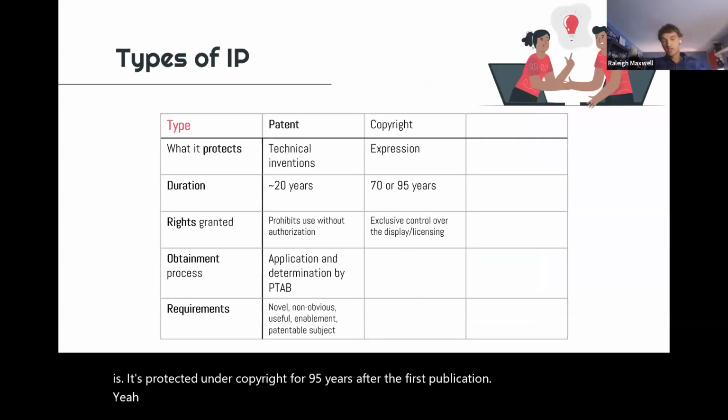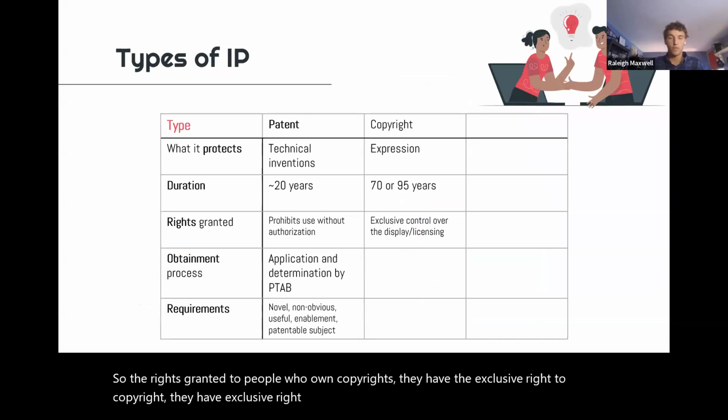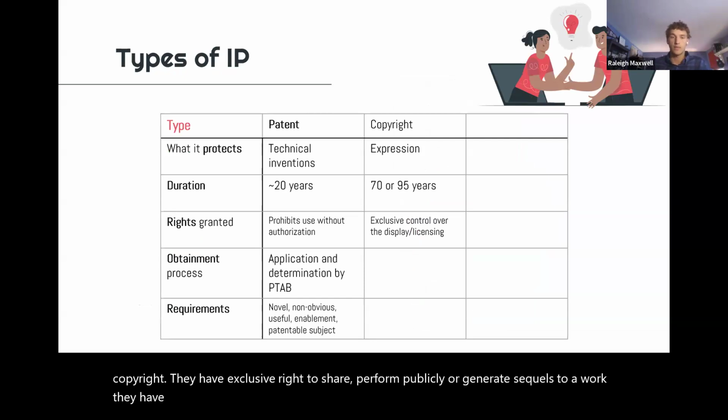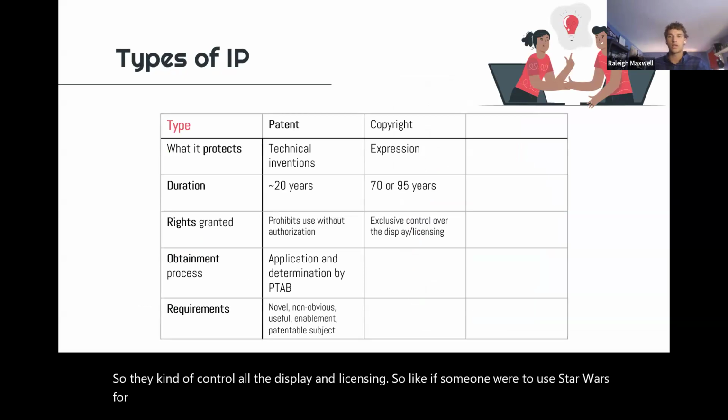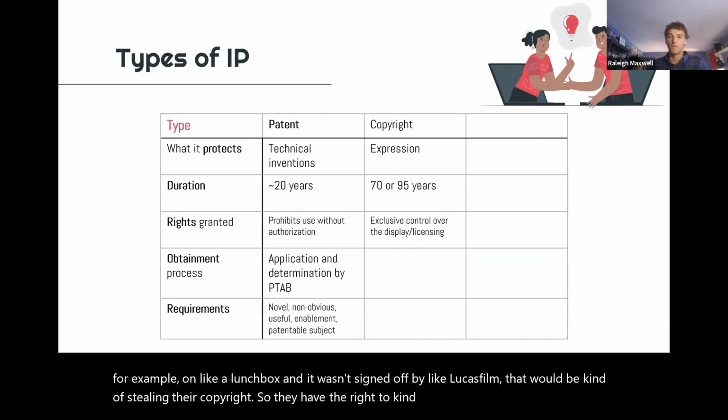The rights granted to people who own copyrights: they have the exclusive right to share, perform publicly, or generate sequels to a work they have created. So they control all the display and licensing. If someone were to use Star Wars, for example, on a lunchbox and it wasn't signed off by Lucasfilm, that would be infringing their copyright. So they have the right to take that to court and get remedies for the infringement.